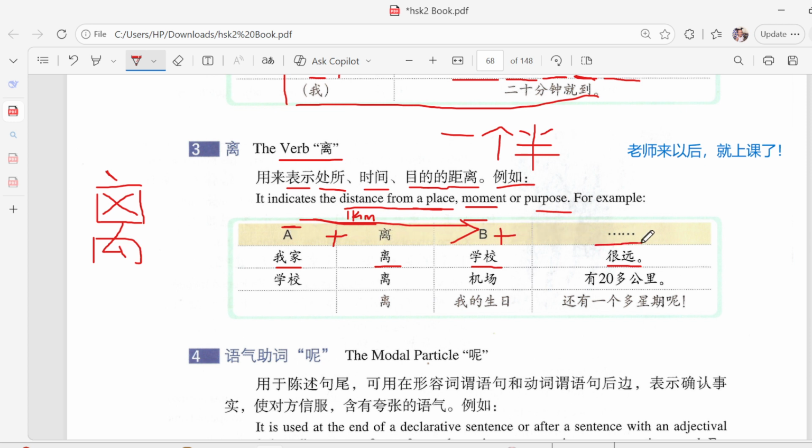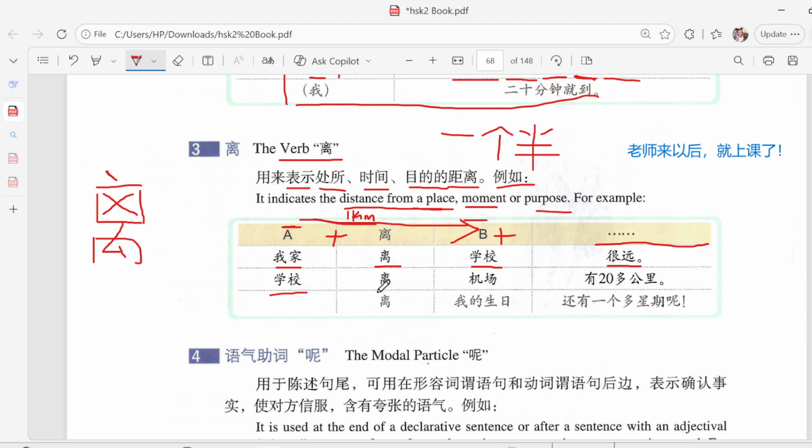Okay, and then blah blah blah, 很远 or 很近, or you have to put something here. Yeah, you don't stop here. You don't say 我家离学校, my school is distant from my... how distant is it? It's like you're saying distant. This word is distant.